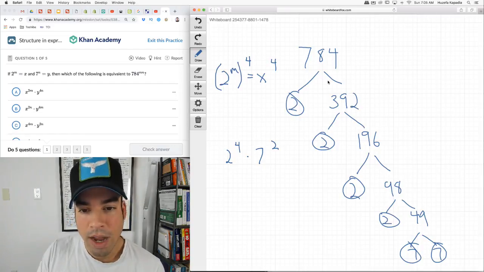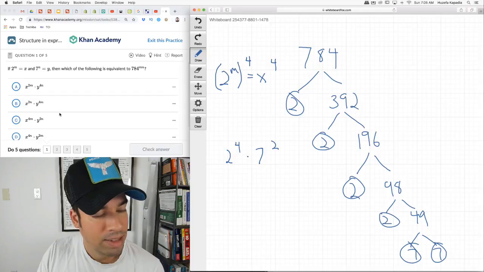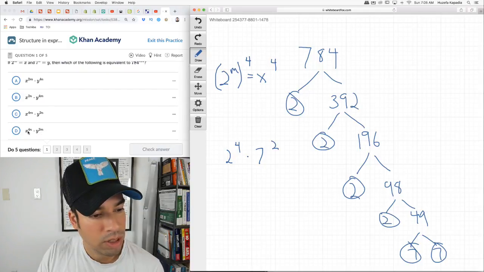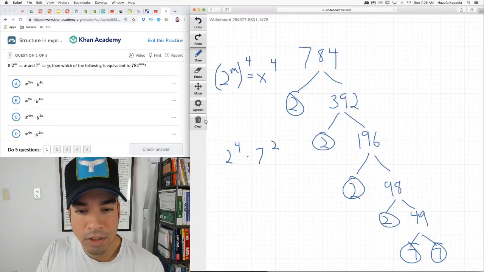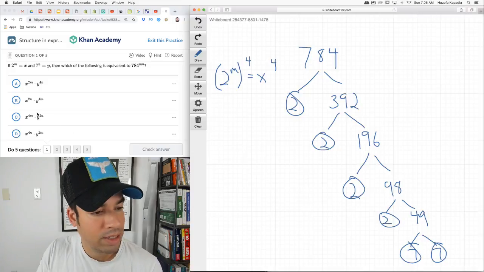Hold on. So I was thinking it has to be x to the fourth power of some sort, and y to the second power of some sort. Okay, let me go back to these two answers. I'm feeling like it's either C or D, right? Because we need to raise 2 to the fourth power. Now the question is, is it 4m or is it 4n? So let me actually just plug these in. This is what I'm going to do. So I'm going to plug 2m into this guy.